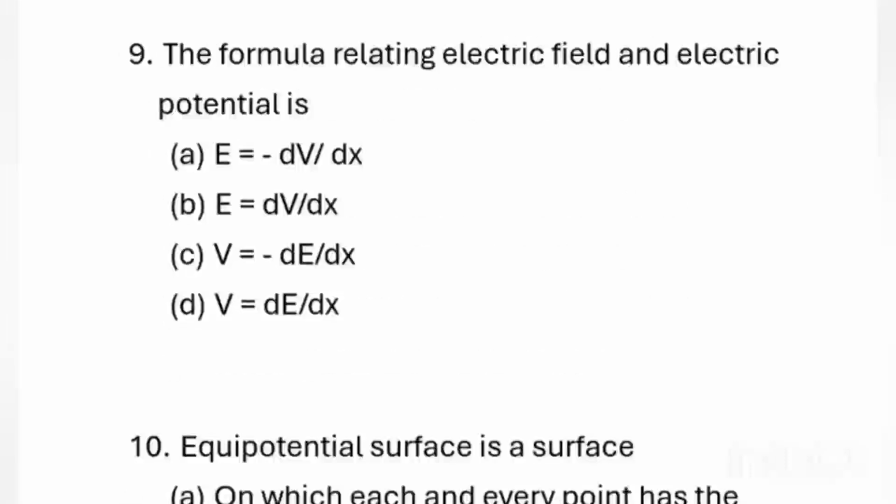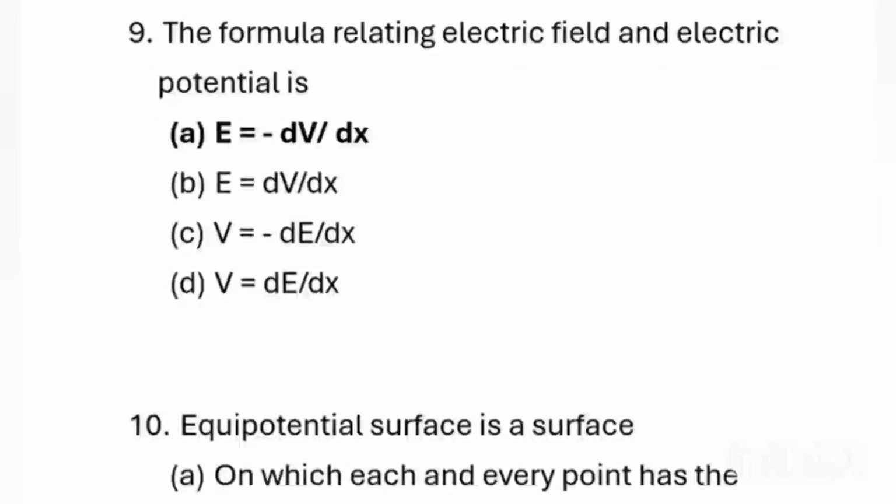Question number 9. The formula relating electric field and electric potential is option A, E is equal to minus dV by dx, option B, E is equal to dV by dx, option C, V is equal to minus dE by dx, option D, V is equal to dE by dx. Here the correct answer is option A, E is equal to minus dV by dx.